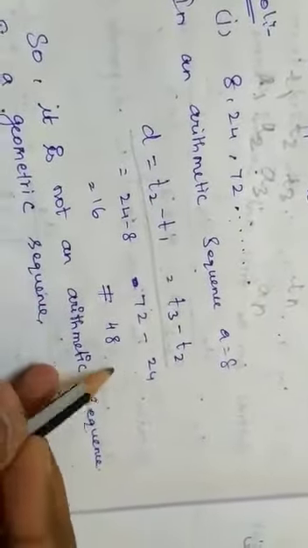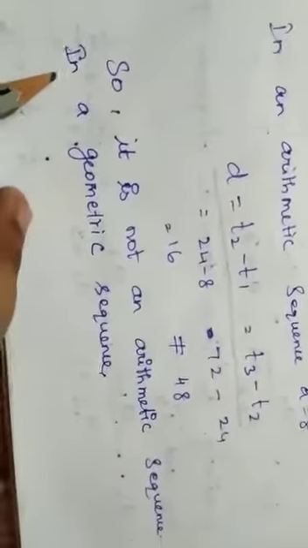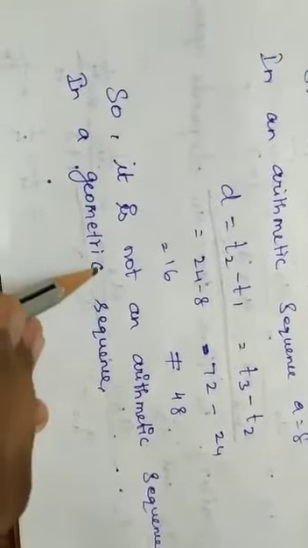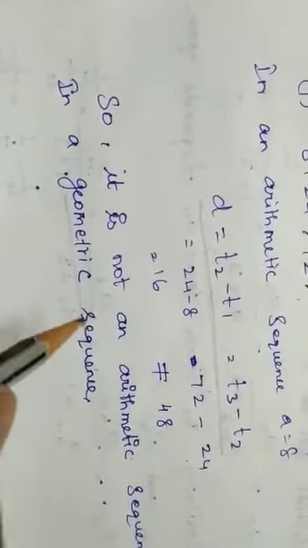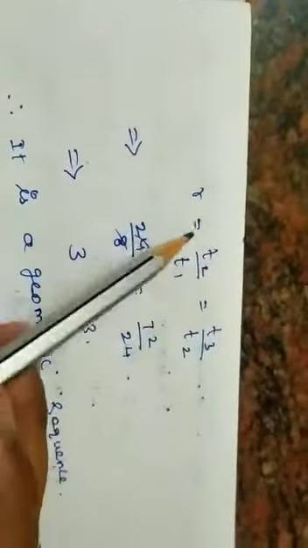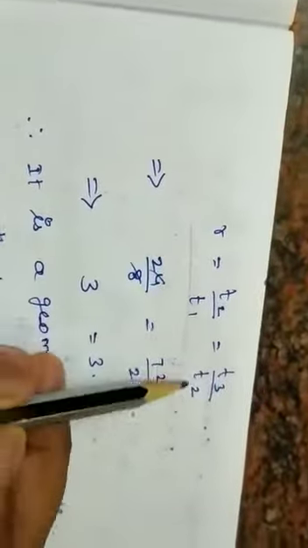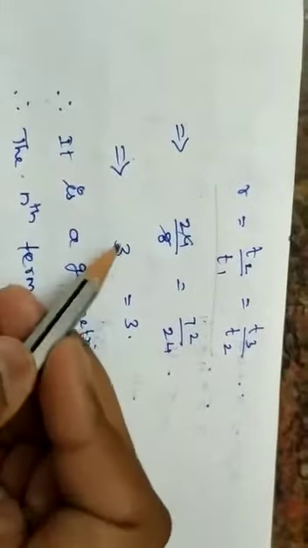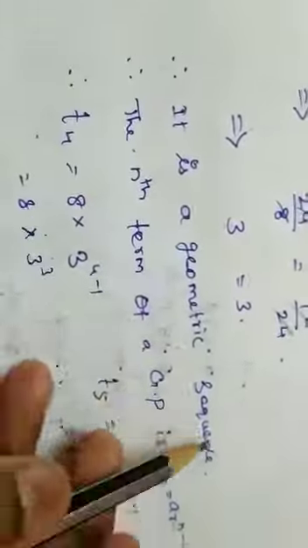So that is 16, not equal to 48. So it is not an arithmetic sequence, but it is a geometric sequence. About geometric sequence we'll see in the next topic in detail, but for the time being we'll write the answer now. So R equal to T2 by T1, which is equal to T3 by T2. You should keep this formula in mind. So that is 24 by 8 equal to 72 by 24, which is 3 equal to 3. When I cancel it, it will become 3. So therefore it is a geometric sequence.